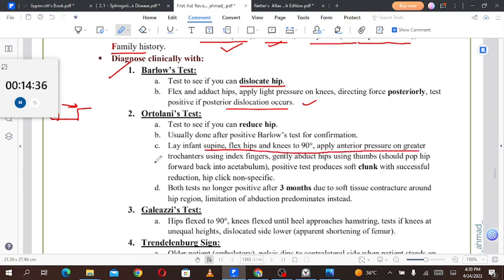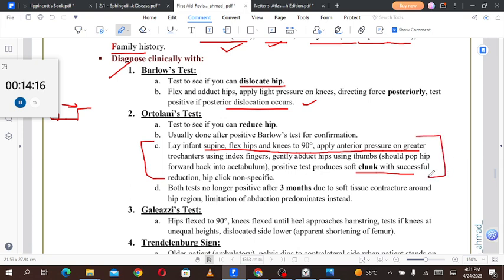Apply anterior pressure on the greater trochanter using the index fingers. So gently abduct the hips using the thumbs. This should pop the hip forward back into the acetabulum. A positive test produces a soft clunk with successful reduction. Okay, so this is the maneuver.